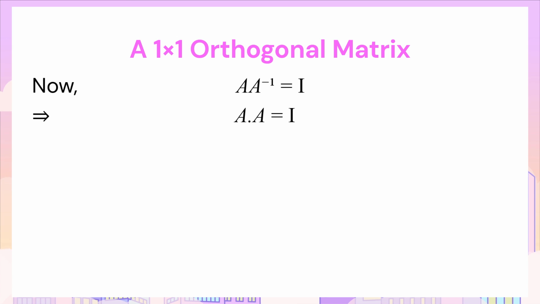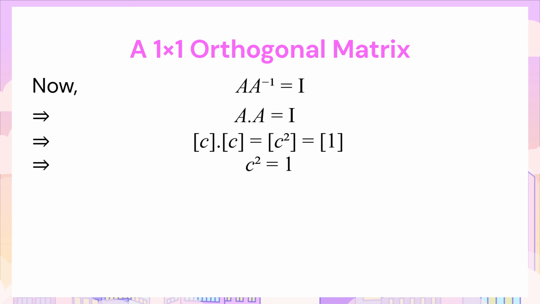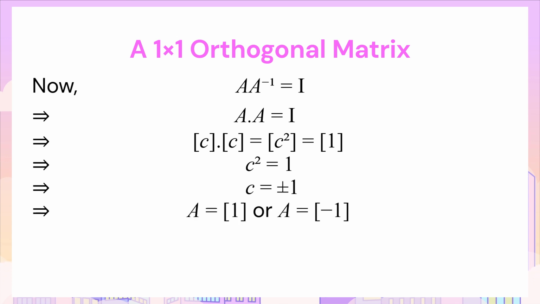Putting this in the matrix property, A inverse equals the identity matrix I. We get A squared equals I. And obviously, A squared will be a one-by-one matrix with c squared as its only element. So orthogonality means c squared is equal to 1, which further implies c equals 1 or minus 1. That's it. Just two possible orthogonal one-by-one matrices.